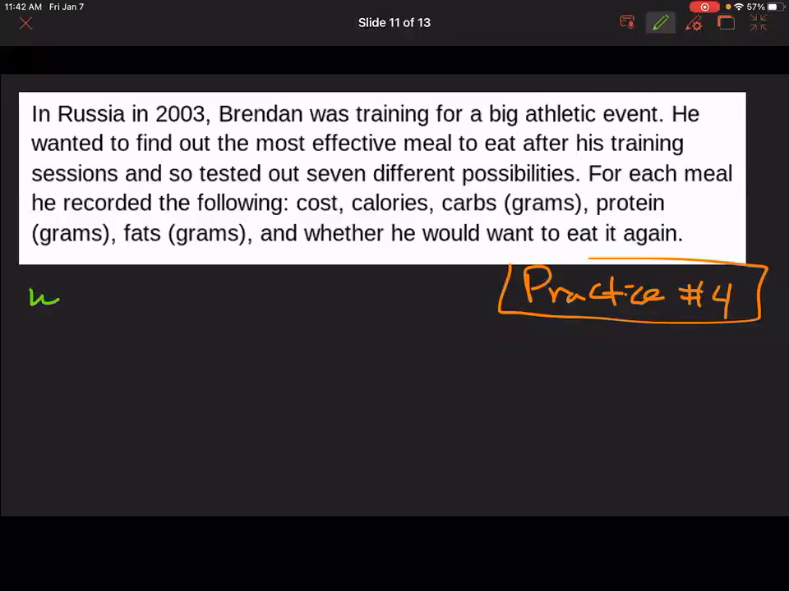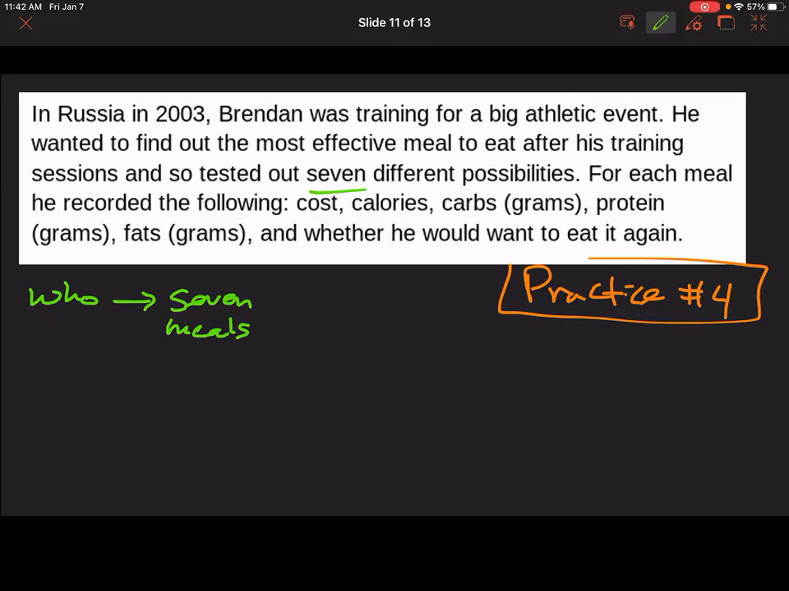So let's go ahead. We'll start with who. So what is our who? Is it Brendan? No, be careful. Remember, who is the person or thing or things you're collecting data on? He's not collecting data on himself. He's collecting data on these different meals to eat after his training program. And he tries out 7. So who is the 7 meals he tests out?